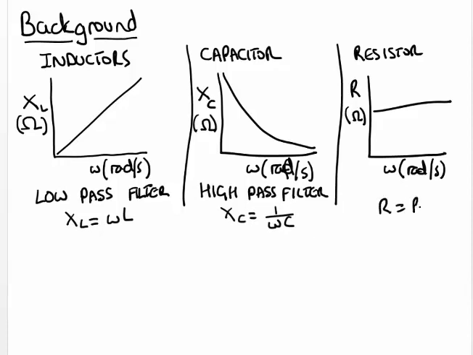Now, let's go to the next page. If I build a circuit where I have, this is the symbol for an AC source. It's like a battery, but it gives you alternating signals. And then let's do them in the order inductor, resistor, capacitor. So L, R, C.